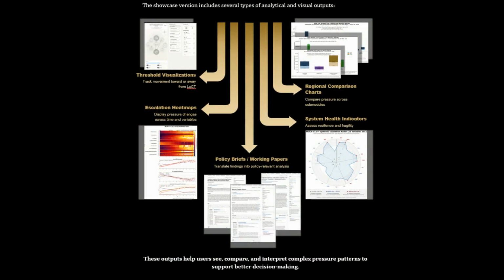The system converts daily conflict events, maritime indicators, logistics changes, energy security signals, policy developments, and regional spillover risks into structured indicators, composite scores, visual outputs, and policy-relevant judgments. The showcase version includes several types of outputs, including escalation heat maps, threshold visualizations, regional comparison charts, system health indicators, risk escalation trackers, system breakdown panels, global shock decompositions, and policy briefs or working papers.